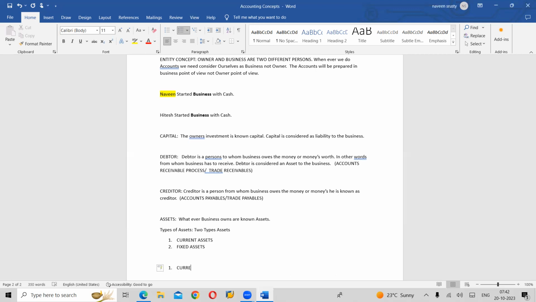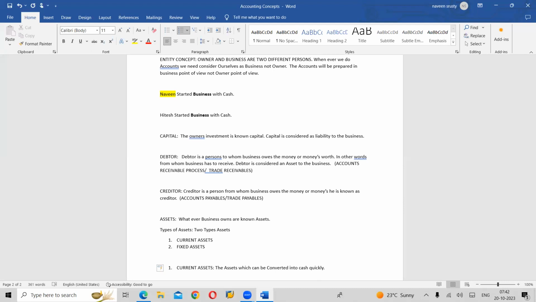What do you mean by current assets? Simple. The assets which can be converted into cash quickly, then those assets are known as current assets. Understood? The assets which can be converted into cash quickly, which can be converted into liquid, are considered current assets. Understood? Any questions here?